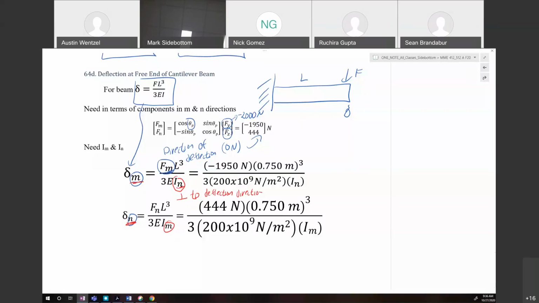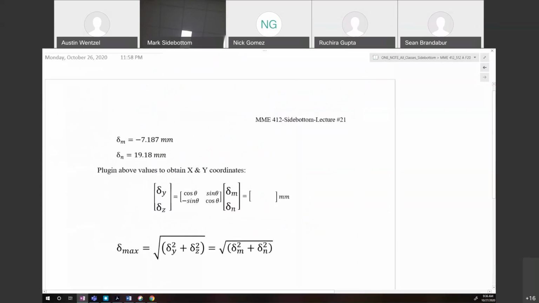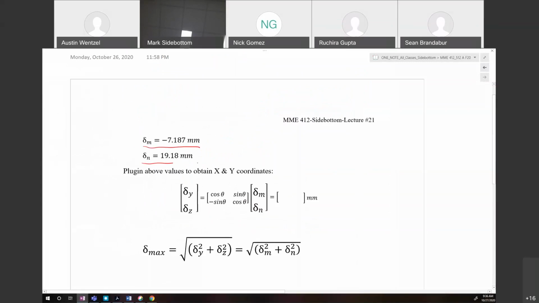The values in that equation are known from earlier in the problem. So you just have to plug them in and solve these two equations. The last part is that you can determine the deflection in the YZ coordinate system. You just have to plug into this equation here.